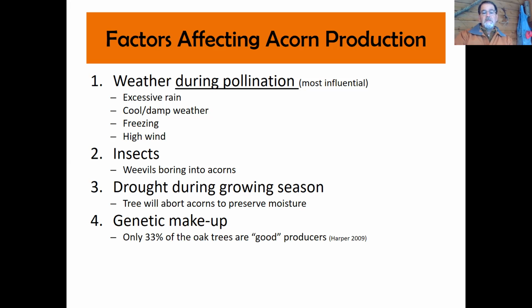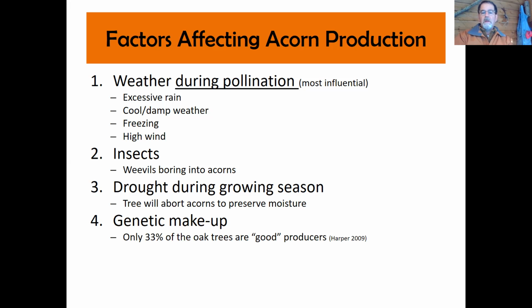The third reason then is drought during the growing season. Trees will abort acorns to preserve moisture. Not only does it take a lot of energy to plumpen up an acorn, but it also takes a lot of water to do so. And if water is limiting, the tree is going to essentially abort these acorns to redirect the water to more important life-sustaining processes. So you'll sometimes see acorns falling in July of the year and wonder what's going on.